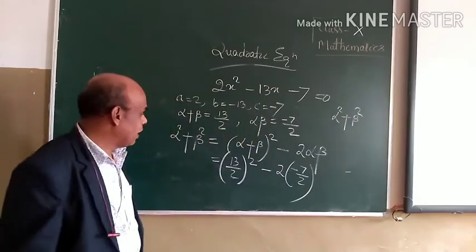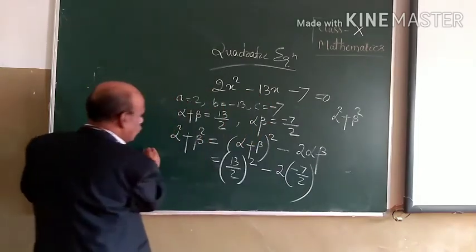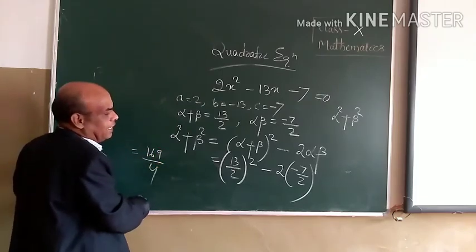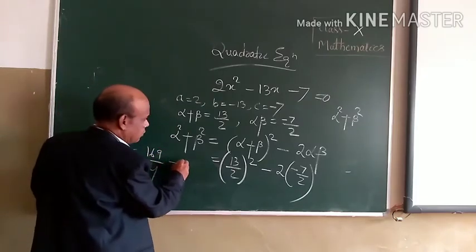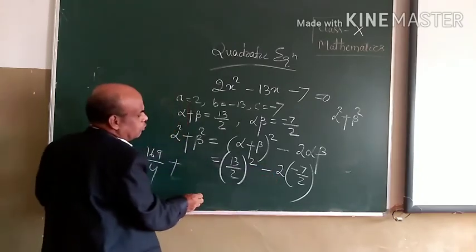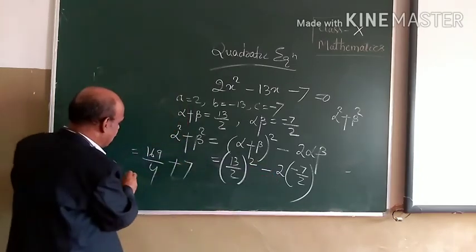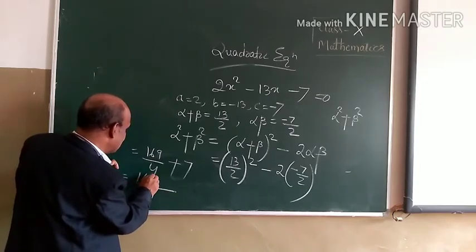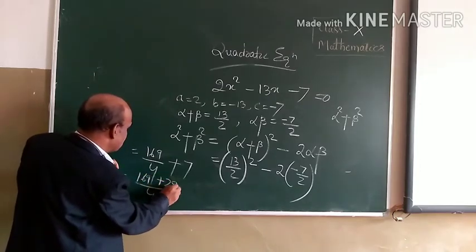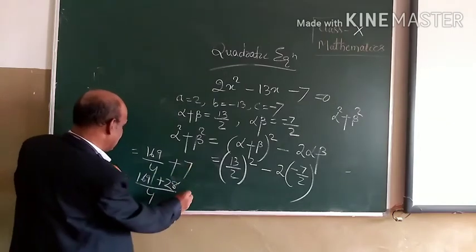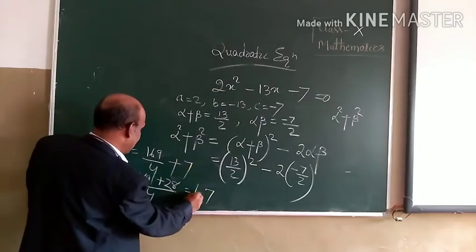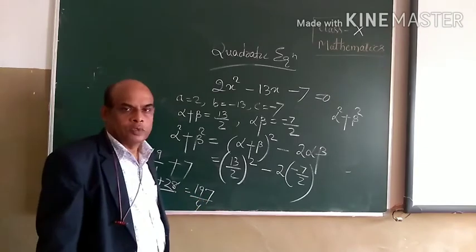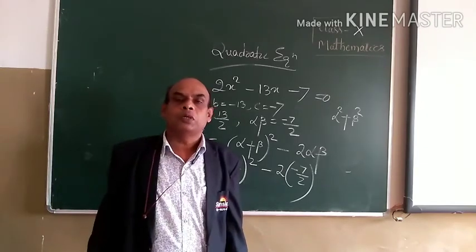Just put in the values. So now you got 169 by 4, then plus, 2 cancels, you got 7. Now you see 4 is the LCM, so you got 169 plus 7 into 4, which is 28, so you got 197 by 4. In this way you have to calculate.